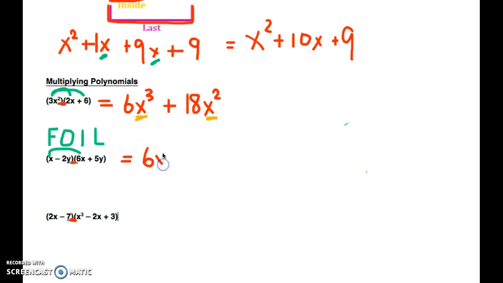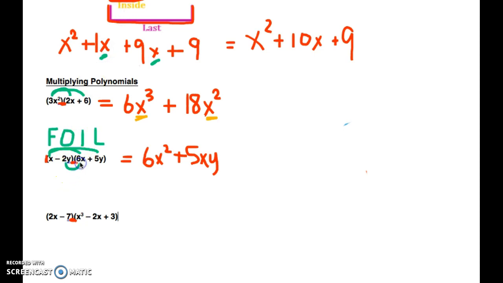I have an x and an x, so I get an x squared. Now let's multiply the outside terms, my x times my 5y. So when I do that, I have a positive 5. Remember, this is like a 1 right here, right? So it's 1 times 5, which is 5. And then I have an x and a y, and they cannot combine, so they just link up, and I get a 5xy.